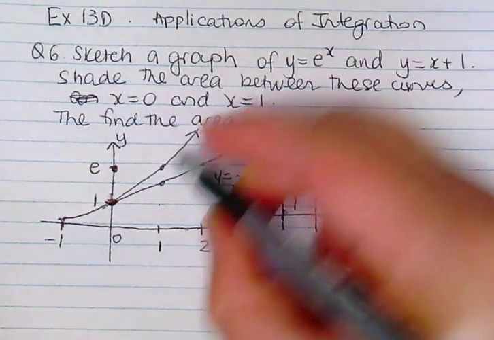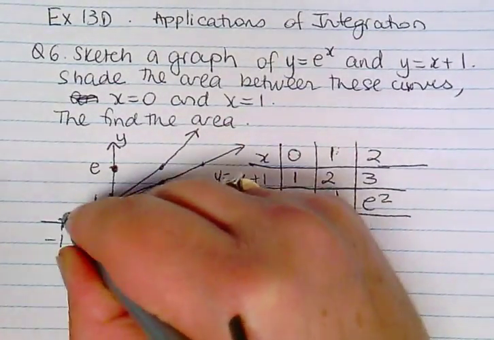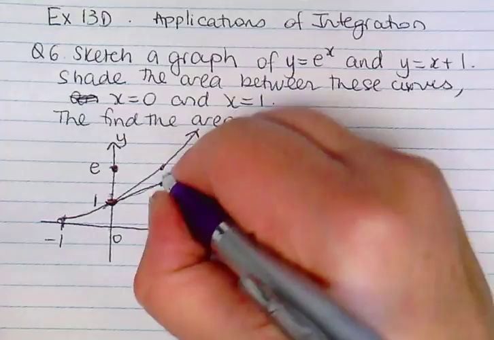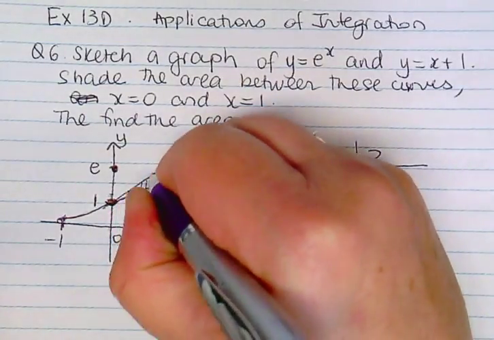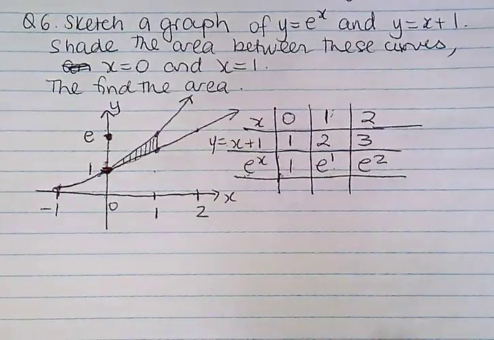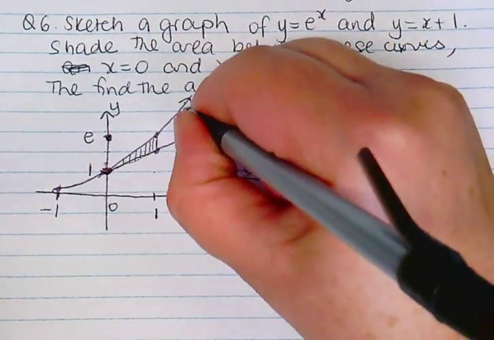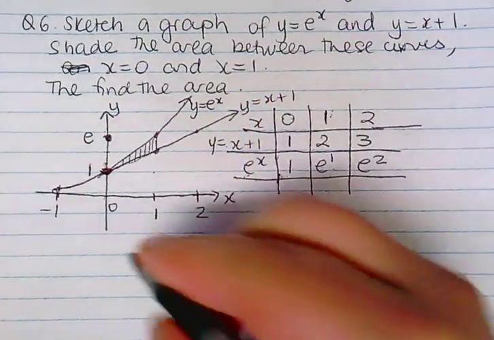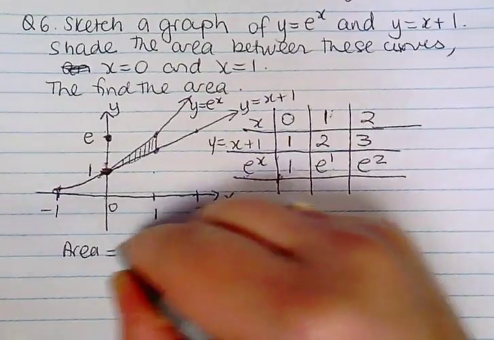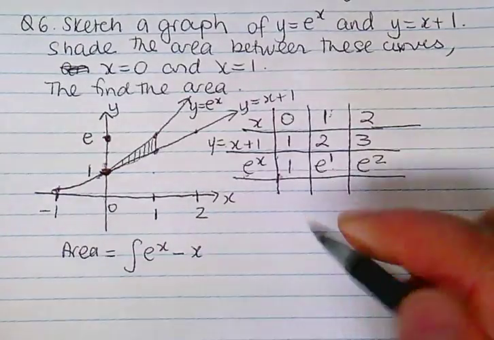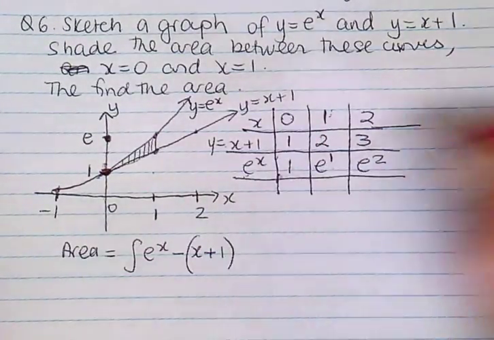So remember, this is a straight line graph down here. This is my exponential curve, which goes like that. So if we want to shade the area between these two curves, it's in here. Okay? And the question is to shade the area between those curves and then write an integral for that area. We can see that the e to the x curve is above the y equals x plus 1 curve. So therefore the area, remember it's top curve minus bottom curve, it's the e to the x curve minus the x plus 1 curve.